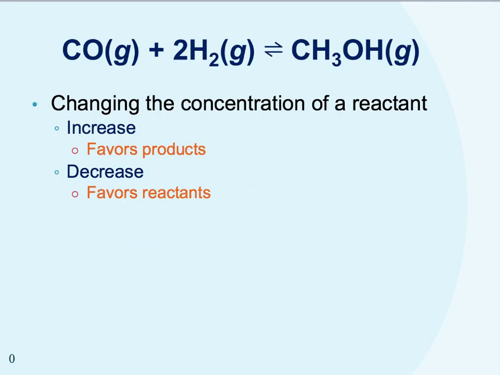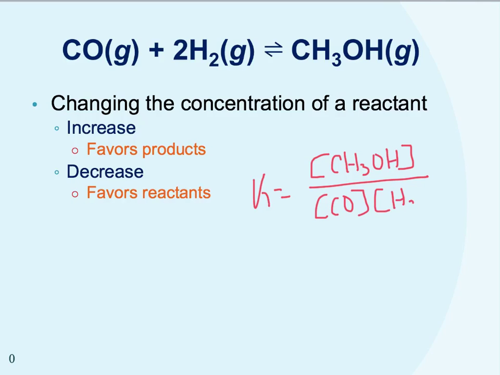So the first thing we're going to look at is changing the concentration of a reactant. And so what I want to look at first is when I increase a reactant, and then we'll look at decreasing a reactant. Whenever we have our law of mass action, we know that K is equal in this case to our CH3OH concentration, or we could be looking at pressures as well because we're dealing with gases, over CO times H2 squared. So we have our law of mass action here.